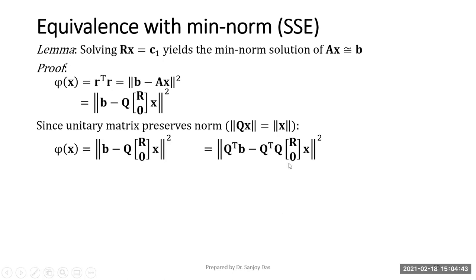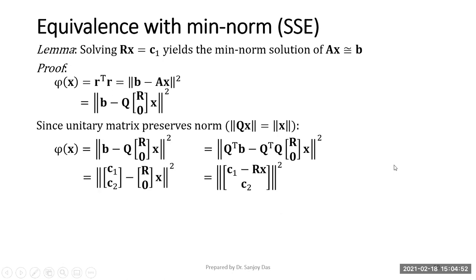Now Q transpose Q equals the identity matrix. And what's Q transpose B? I call it C. So Q transpose B is my C, which I express as a block vector, C1, C2. And this Q transpose Q, I just drop because it's the identity matrix. I have R0X here. Then I simplify: it becomes C1 minus Rx and C2 minus 0x, which is C2, the squared L2 norm of this.